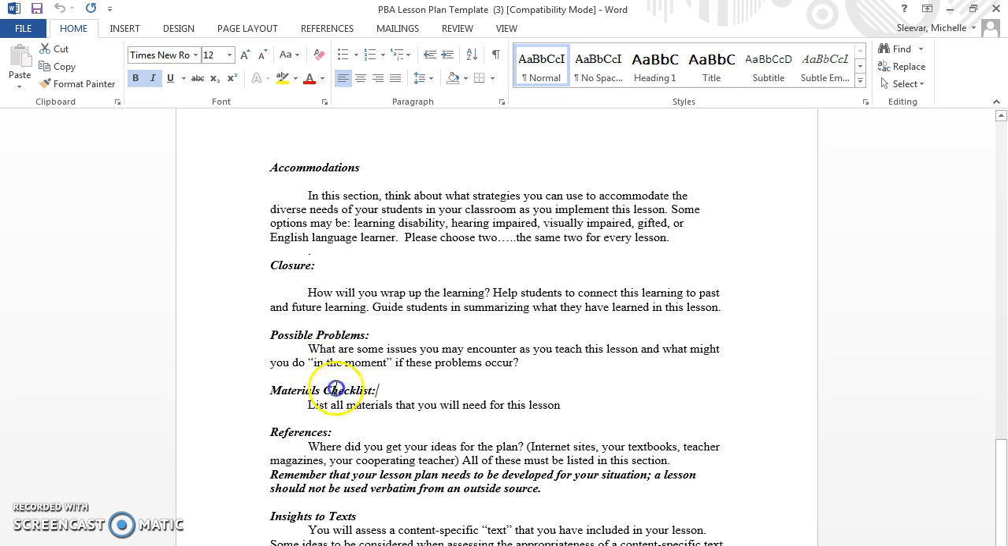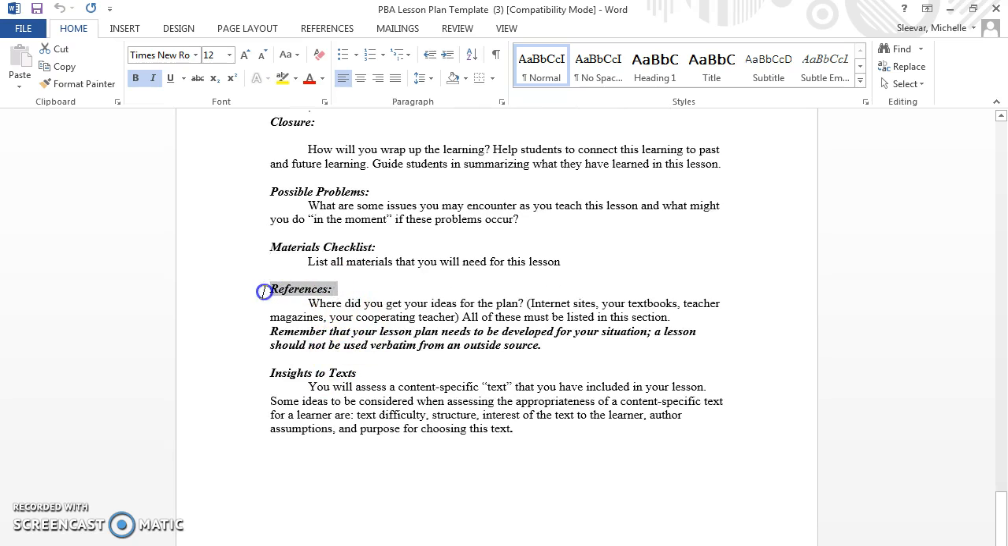The next section is the materials checklist. Please list all materials that you are going to need to have this lesson go off successfully. So any materials in your tutoring kit, as well as items that you plan to put in your Today folder.